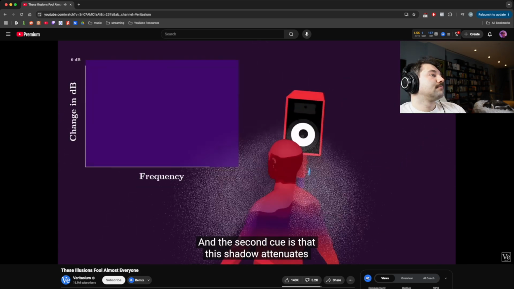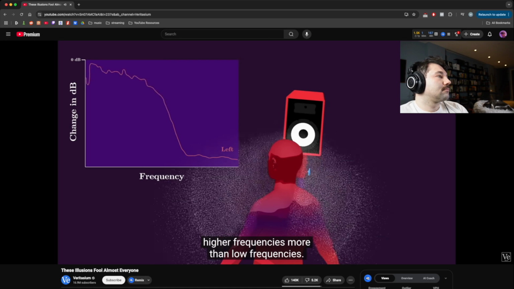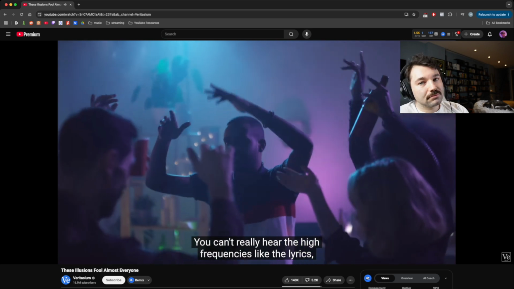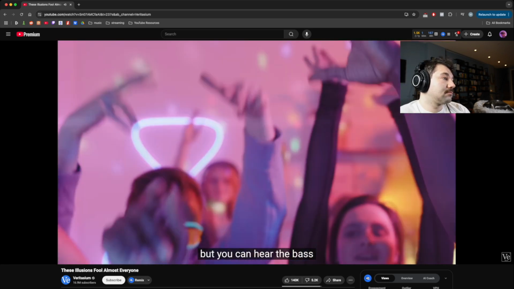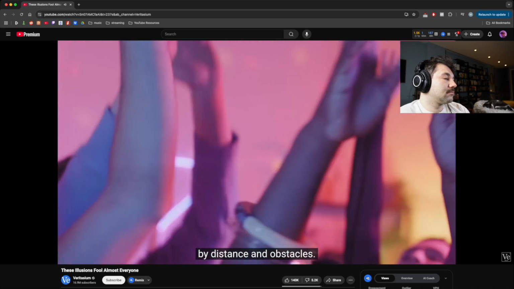And the second cue is that this shadow attenuates higher frequencies more than low frequencies. It's kind of like when your neighbor is having a party. You can't really hear the high frequencies, like the lyrics, but you can hear the bass, because low frequencies are less attenuated by distance and obstacles.